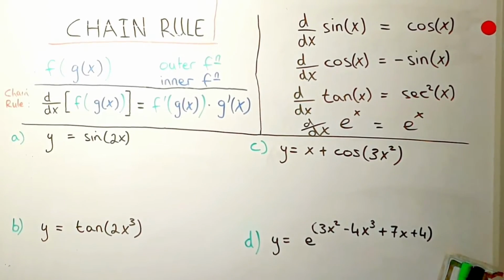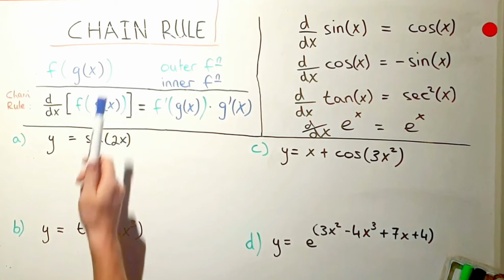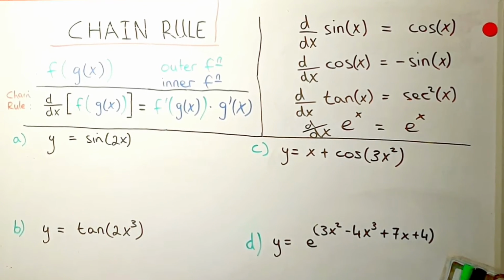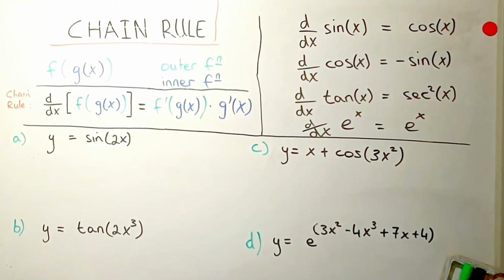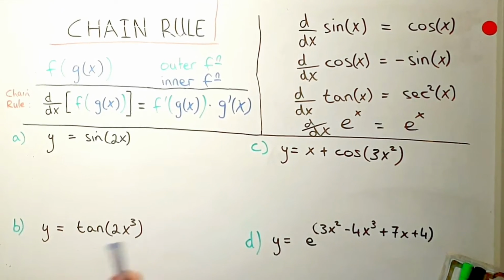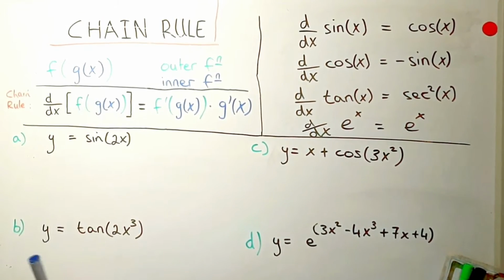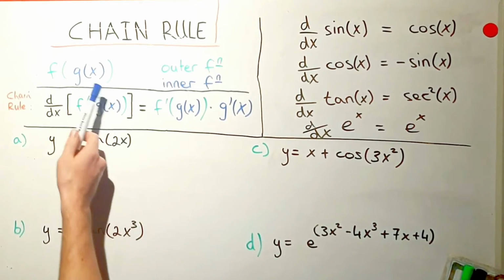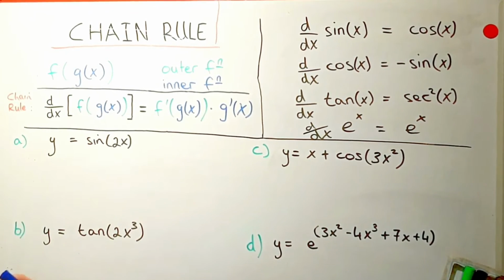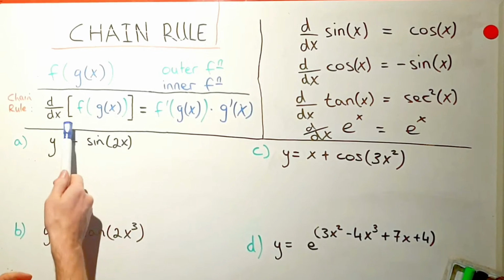This is a video tutorial on how to use the chain rule to differentiate a composite function. A composite function is a function that has an outer function and an inner function, denoted here by f as the outer function and then g of x as the inner function. So in this situation, when you're trying to differentiate that function, you're going to use the chain rule.